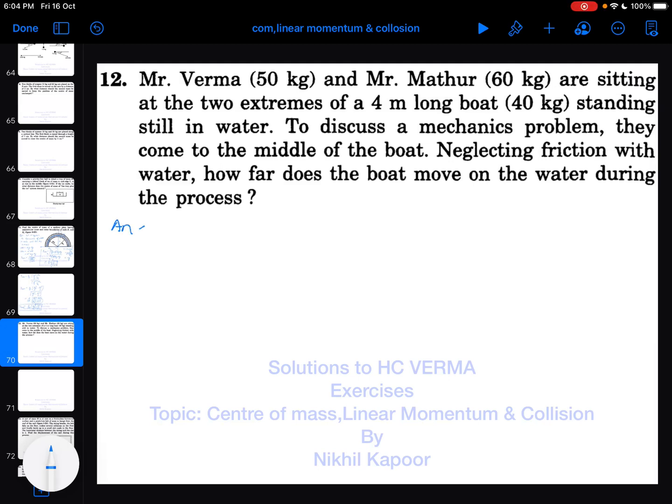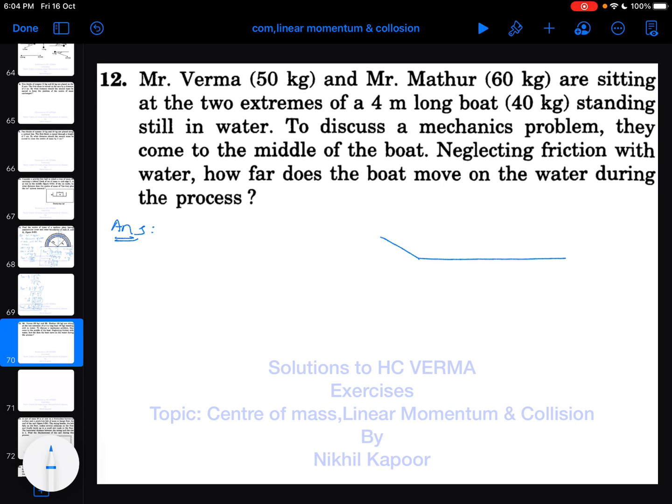So let's start with the 12th example. And what is said in this example? Mr. Verma, 50 kg, and Mr. Mathur, 60 kg, are sitting at two extremes of a 4-meter long boat. Okay, so let's draw the initial diagram.